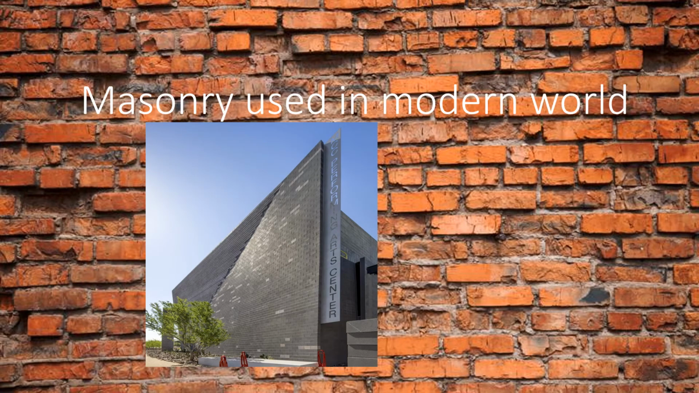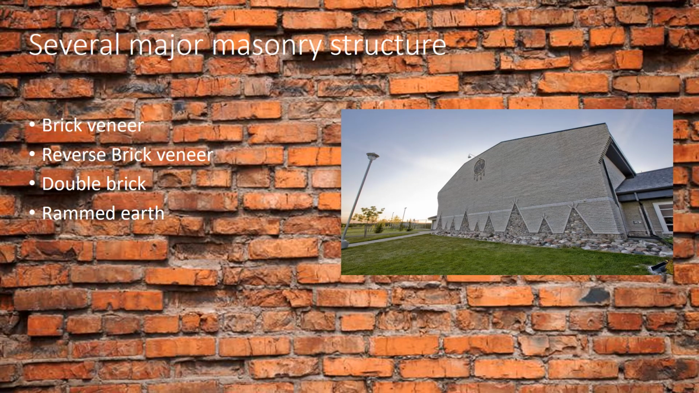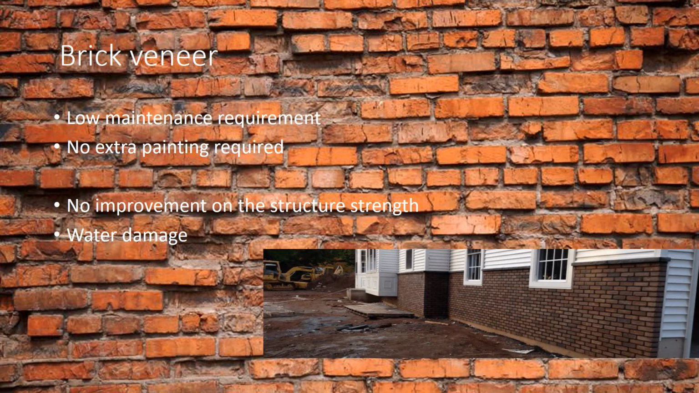Masonry is one of the oldest building structures and still used in the modern world. There are several major masonry structures nowadays. There are brick veneer, reverse brick veneer, double brick, and rammed earth. Brick veneer has a thin brick surface on the front of the structure. It has low maintenance requirements and needs no extra painting, for both design and anti-corrosion purposes. However, it offers no improvement to the structure itself and it is easily damaged by water. It is now starting to replace the double brick masonry structure from World War II.